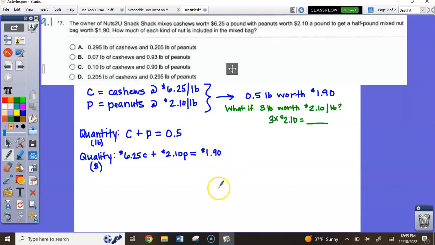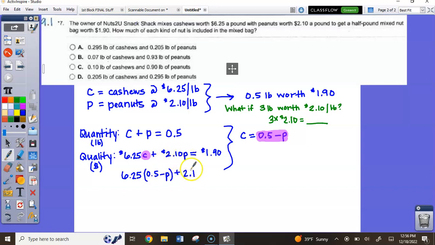Right? So now we have our two equations, and now you're going to solve this either by substitution, elimination, or graphing. I personally solve it by substitution because I see that this equation right here has these nice plain simple variables. So I took that equation and I solved for C, which gave me 0.5 minus P. And then I took 0.5 minus P and I'm going to plug it in where I see C in the second equation. So we've got 6.25 parentheses 0.5 minus P and then plus 2.1. $2.10 can just be written as 2.1. If that throws you off, then write 2.10. $1.90 can be written as 1.9.